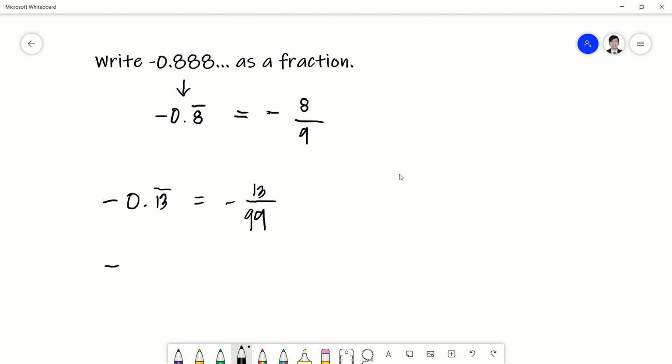Last example, let's say no more negative. Let's say the given is 0.413, so that would be 0.413, 413, 413, and so on. So that would be 413 over 999. Three nines because there are three digits being repeated here.